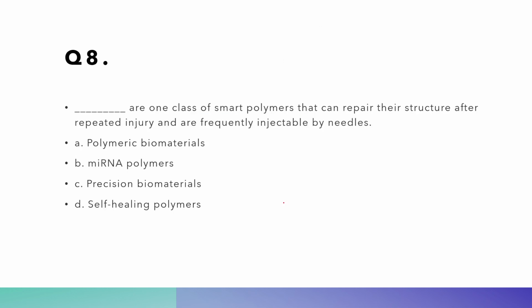Okay, here is our next question. Dash are one class of smart polymers that can repair their structure after repeated injury and are frequently injectable by needles. Polymeric biomaterial, miRNA polymer, precision biomaterial, self-healing polymer.